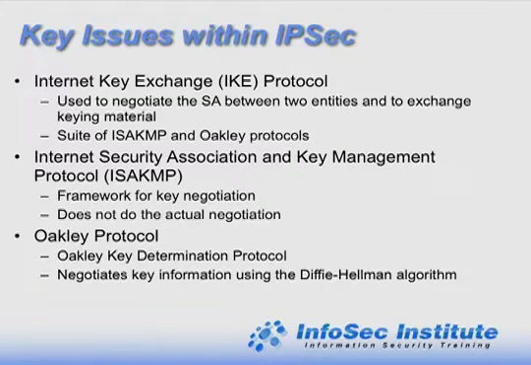This is basically a suite of the ISAKMP and the Oakley protocols. ISAKMP, which is the Internet Security Association and Key Management Protocol, is a framework for key negotiation and does not do the actual negotiation. And the Oakley protocol is a determination protocol. It negotiates the key information using the Diffie-Hellman algorithm. And I hate to say it, with IPsec, this is something that's very important for both the crypto and the telecommunications domain, so it's something to basically just memorize.